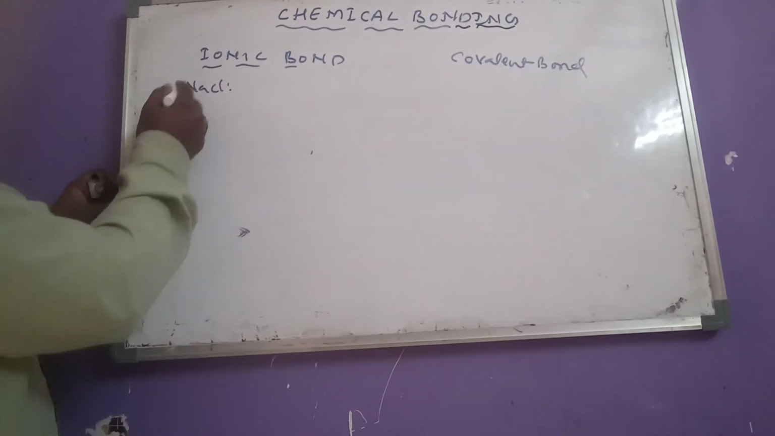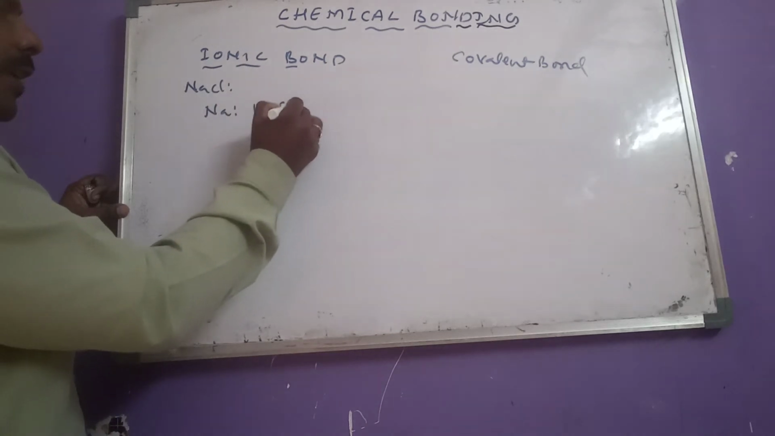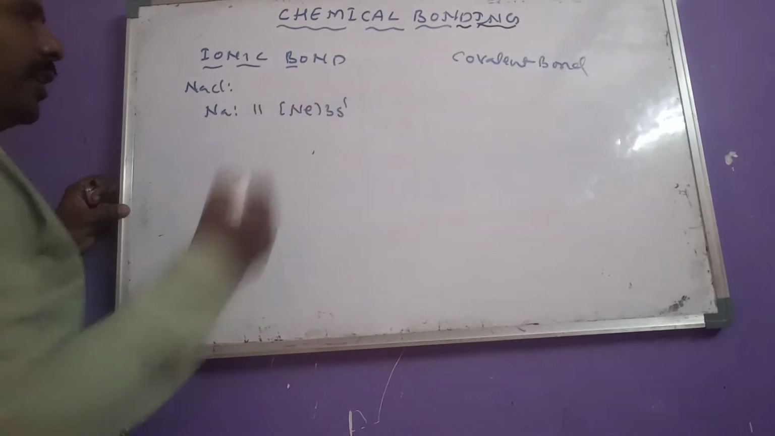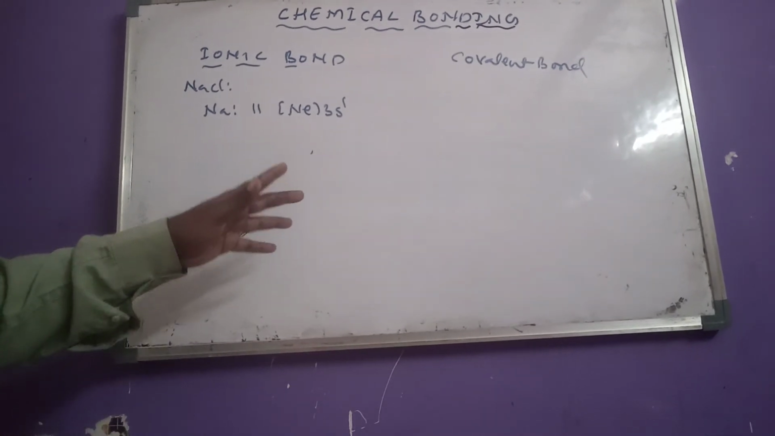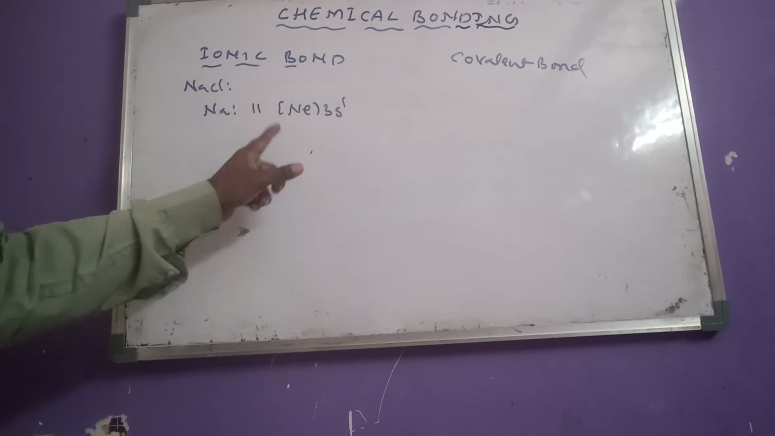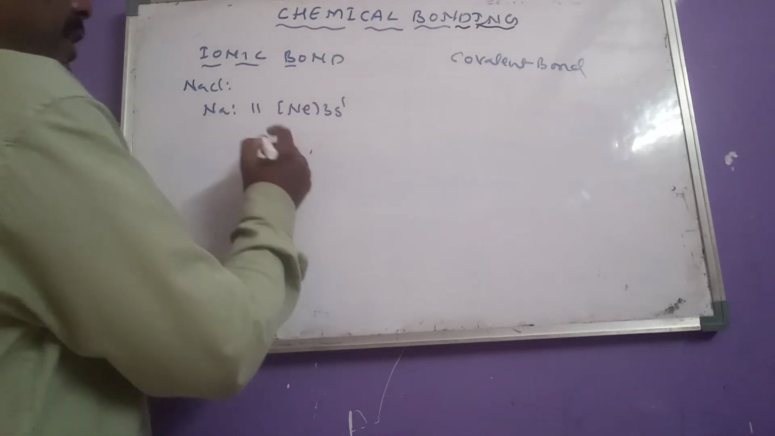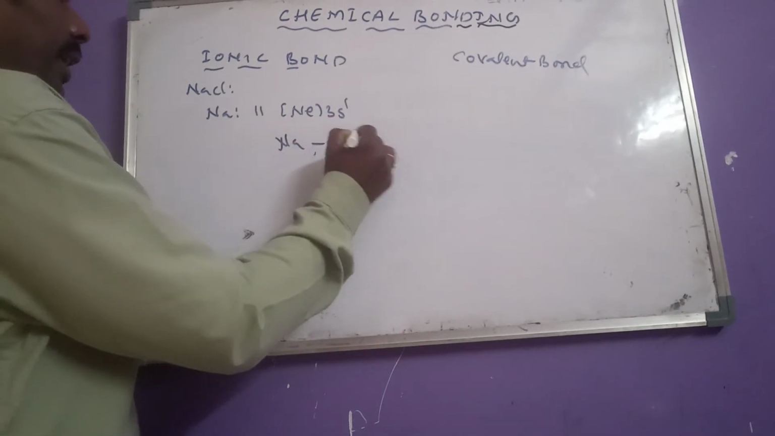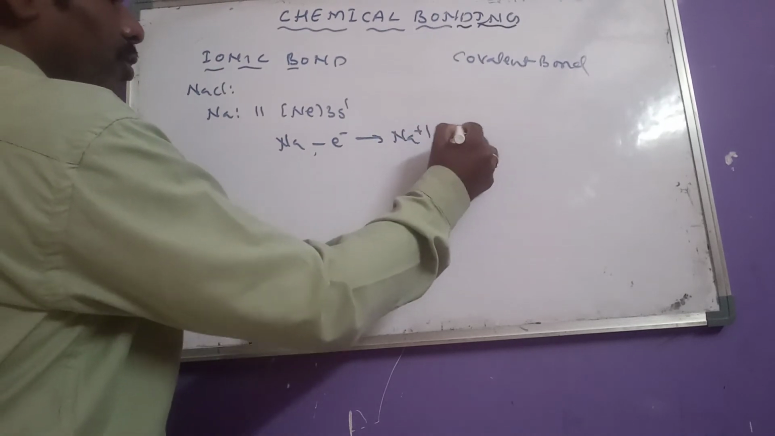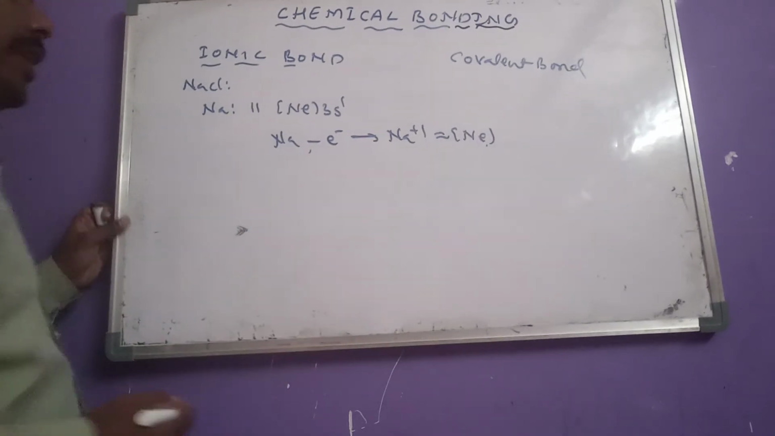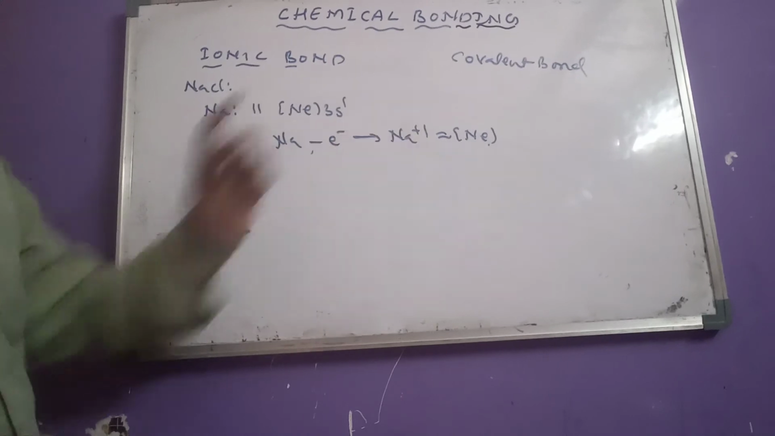Okay, now let us see one example, formation of ionic bond with an example of which one? NaCl. So in that, first let us consider sodium. Its atomic number is 11, configuration neon 3s1. But sodium does not have a stable configuration because it does not have inert gas configuration. Then by losing one electron, sodium forms Na+ and gets into neon configuration. So like that, by losing one electron, sodium forms Na+.